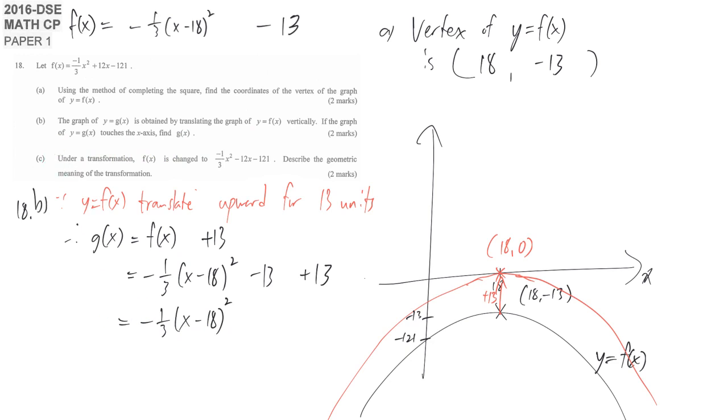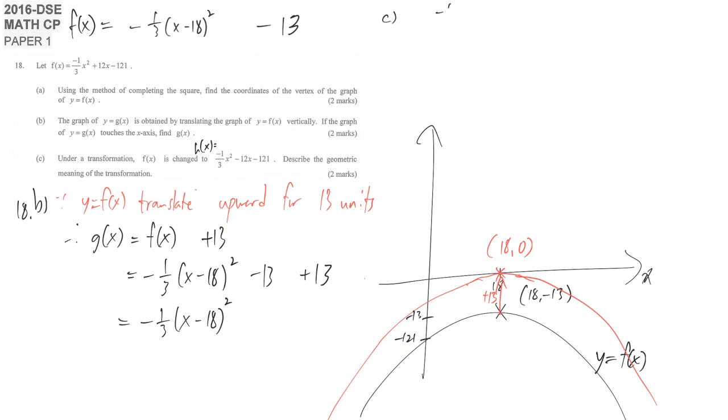Now the last part is about part C. When this is changed to this function, that means maybe it's another function. Maybe you may call it h(x) if it is needed. We have to describe the geometric meaning of this transformation. The key point is you have to use f(x), the original function, to express the new function here, so that by observing the change of the function, you can know what is the geometric meaning of the transformation.